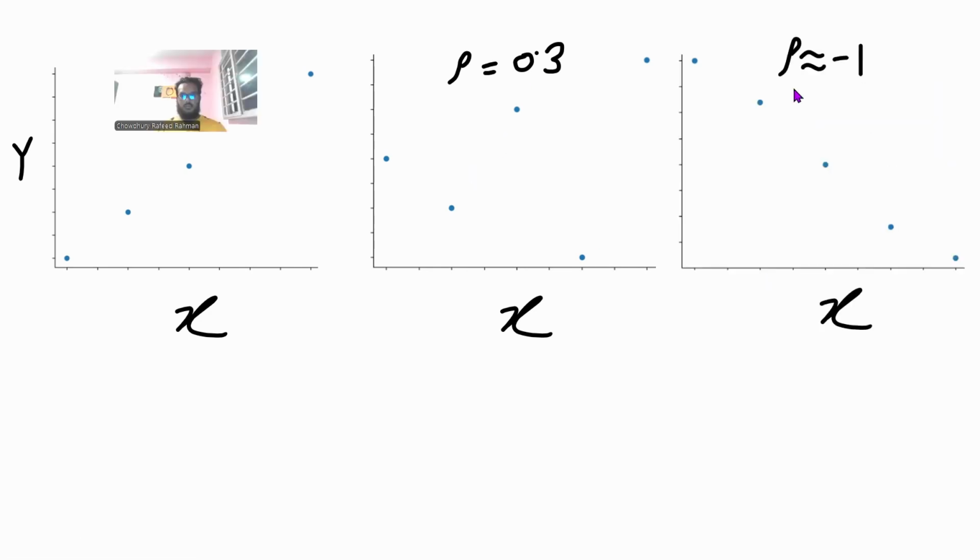Here you can see that the correlation is actually negative. So when x increases, y actually decreases, right? So you can see y is decreasing. So it's a negative correlation. So both the first case and the third case are strongly correlated, but it's just that one is positively correlated and the other one is negatively correlated.